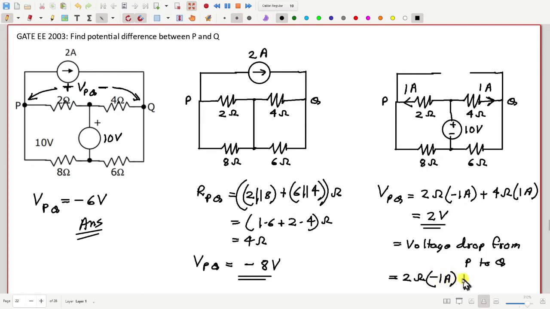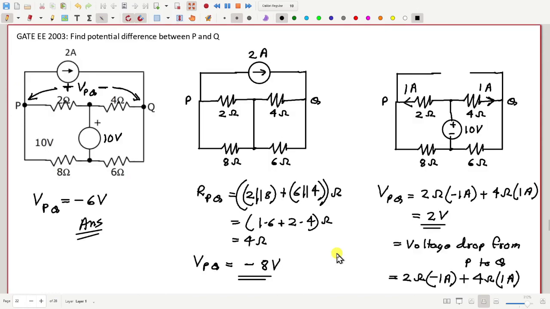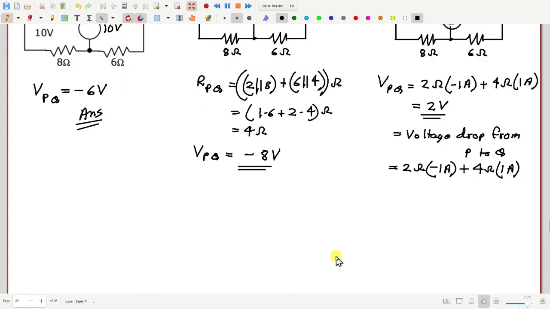And then across this 4 ohm, we have 4 ohm multiplied by the current that flows from left to right, which is 1 ampere. So then this comes out to be plus 2 only, right? Is it fine? Yes, sir. I think there is no calculation mistake here. Yes, sir, it is plus 2.